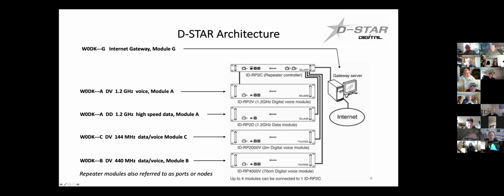Module A incorporates 2 repeaters, one for digital voice and one for digital data. And the digital data, and this is 1.2 gigahertz, the digital data can go as fast as 128 kilobits per second. And then on the right side, you notice that the controller is connected to a gateway server, and the gateway server is connected to the internet. Every repeater that I know of that's a D-Star repeater has a gateway for you to be able to make those connections.